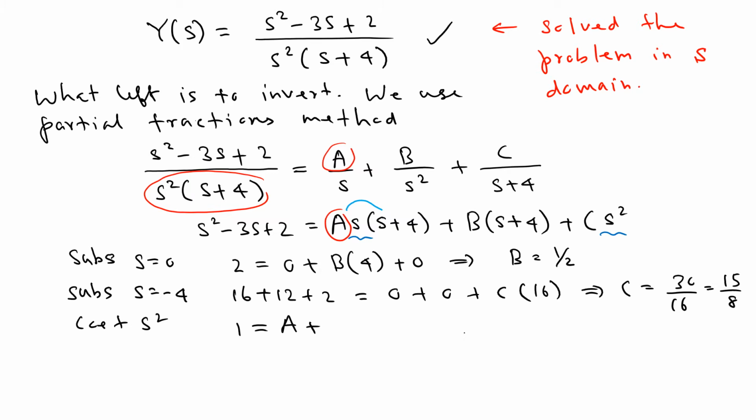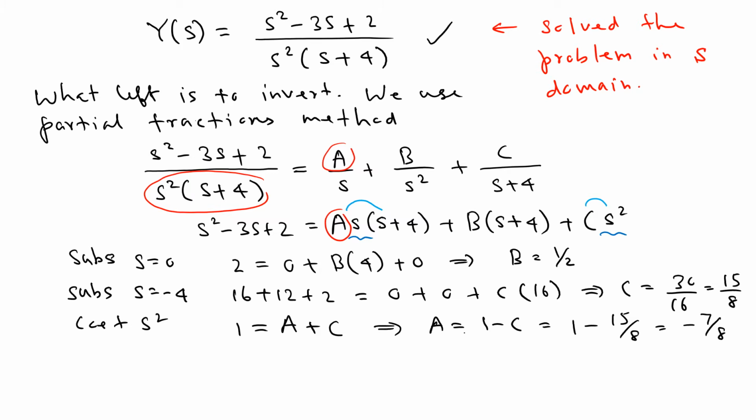The same argument: how to get the s squared term? This is the only way you get the squared term. So the coefficient is simply c. Now, since we know the value of c, we can plug that in and find a. So a is simply 1 minus c, which is 1 minus 15 over 8. So you're going to get negative 7 over 8. So we find all three now.